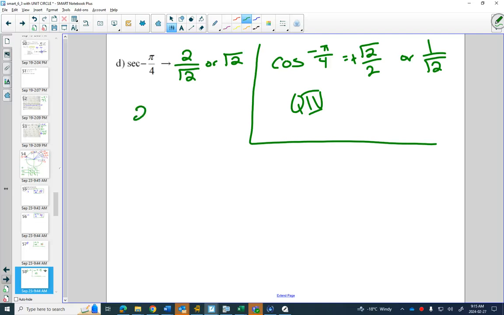Let's say you get 2 over root 2 and you're stuck. How do I get to root 2? Well, remember in grade 11 when you rationalize denominators?